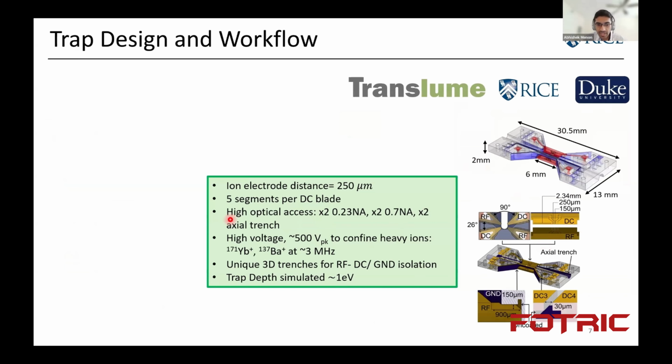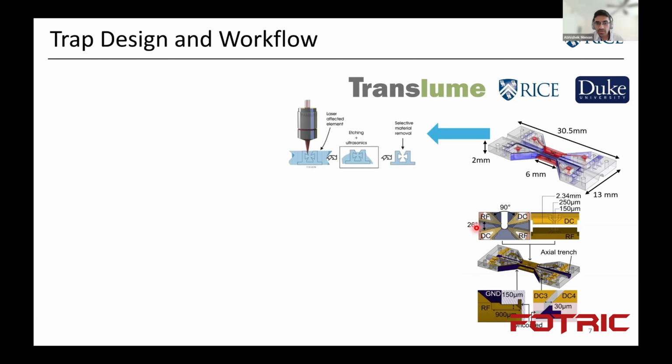As I said, we wanted high NA, we wanted to work with high RF voltage. And so for that, we have very good RF DC isolation. And the design was such that you can get up to like 1 electron volt of trap depth. And the working distance is about 250 microns. And so, yeah, we etch it.